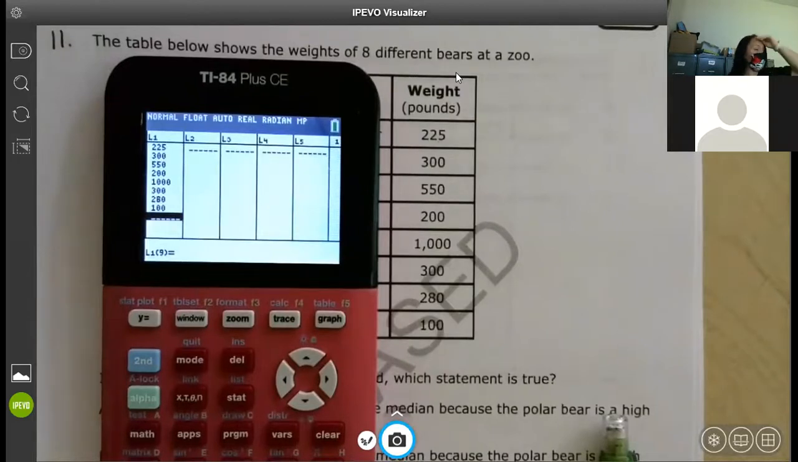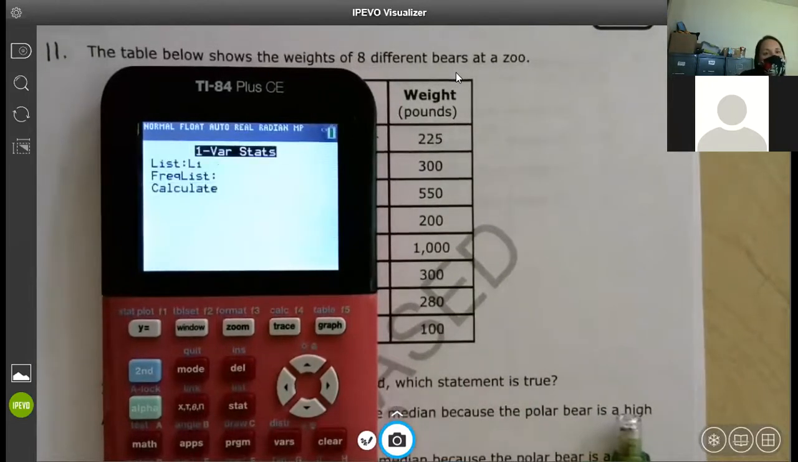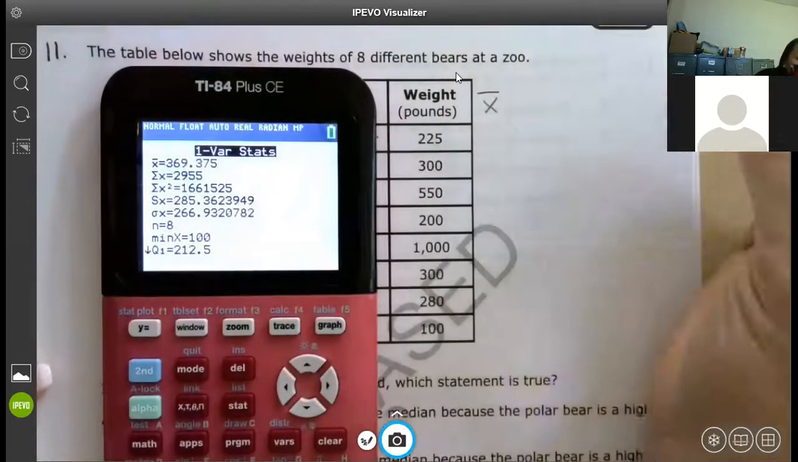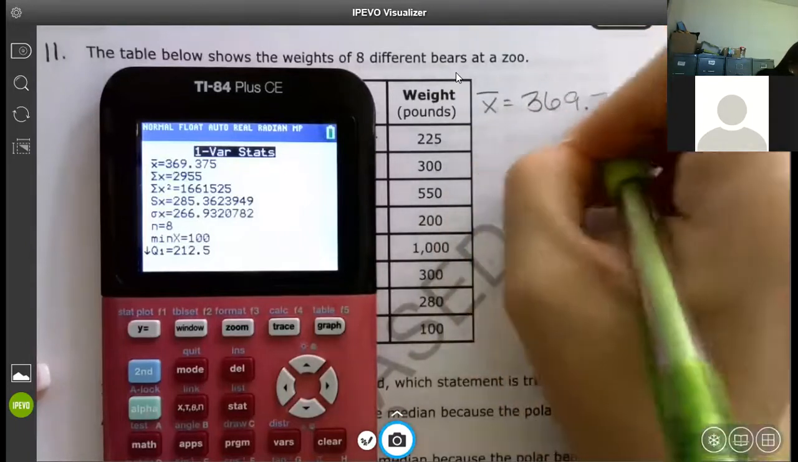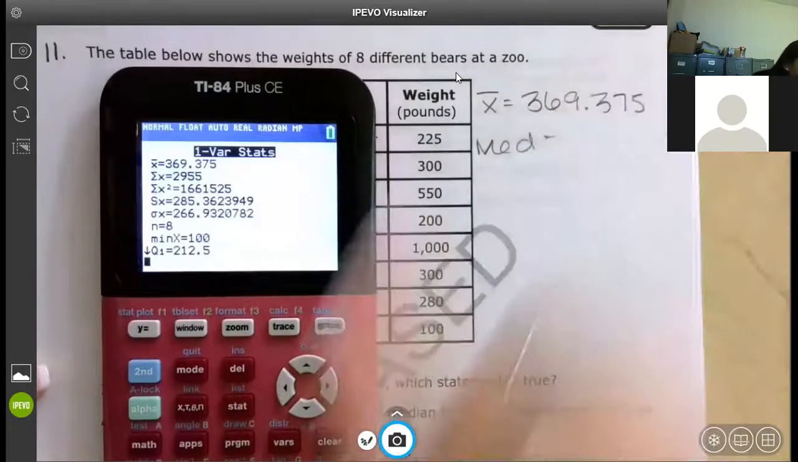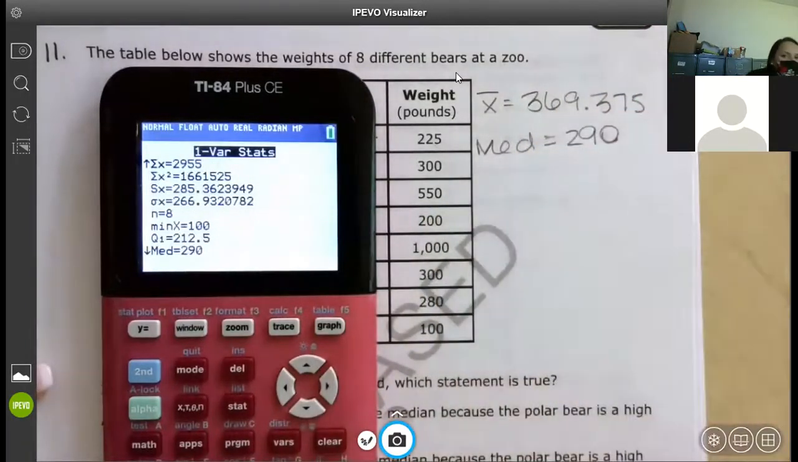Where do I go to find my mean and median? And it's the very first one. And my mean with the polar bear was 369.375. I scroll down and my median is 290.